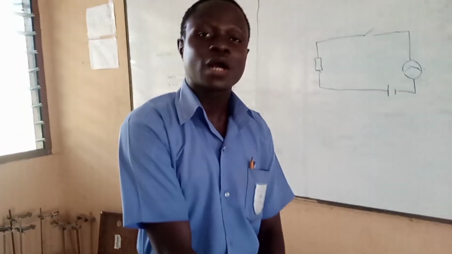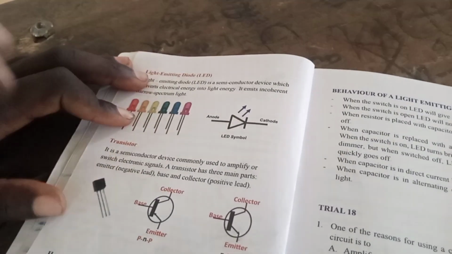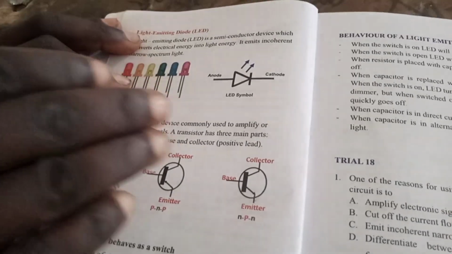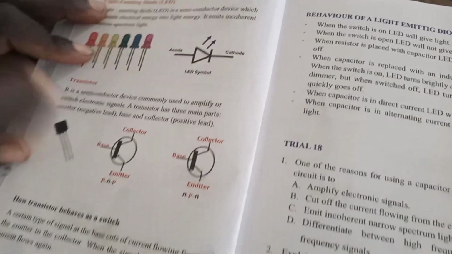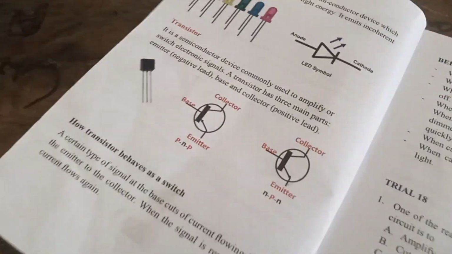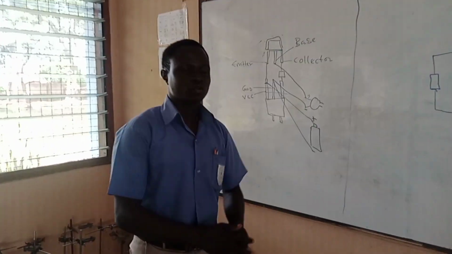Before then, let's look at something in the book first, and we interpret it. So we have here a transistor. It is a semiconductor device commonly used to amplify or switch electronic signals. That is the definition in the book. So let's go to the practical aspect of it.